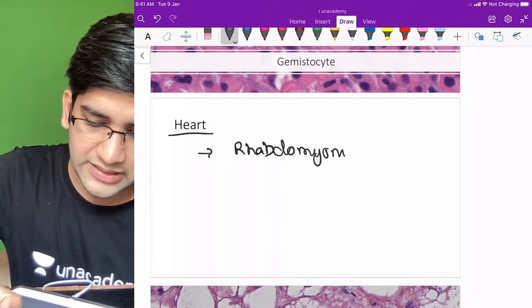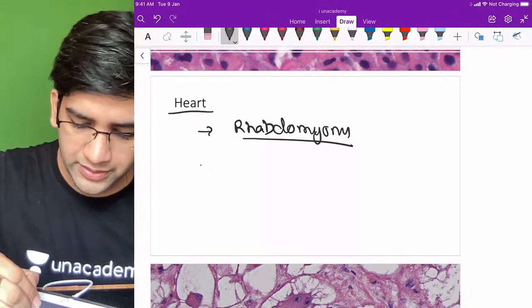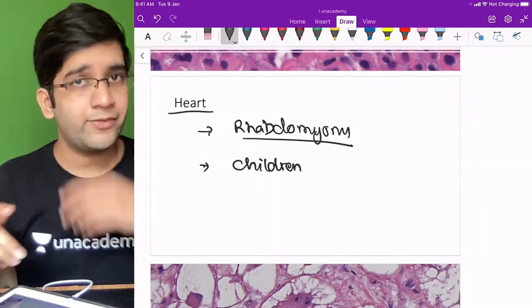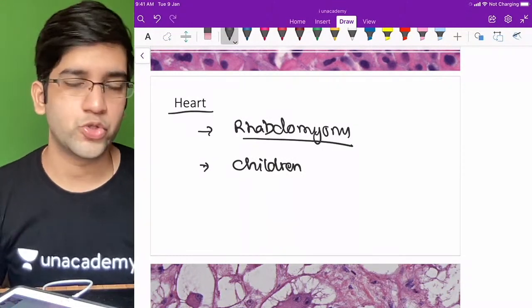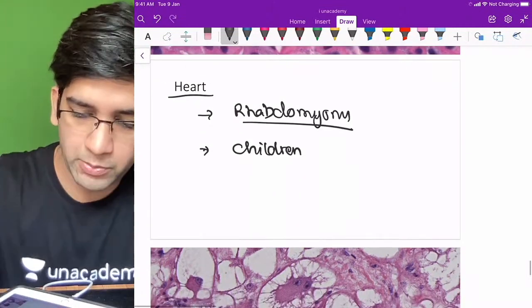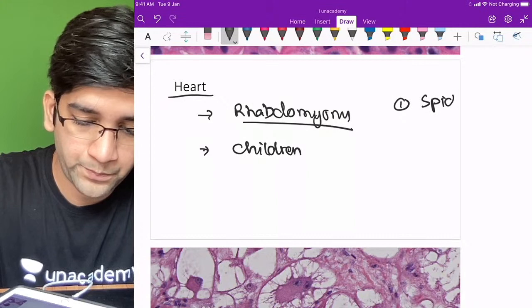So rhabdomyoma is a classical finding seen in tuberous sclerosis. Again, when I see a cardiac rhabdomyoma, it's more commonly seen in children. You have to suspect tuberous sclerosis and evaluate for the tuberous sclerosis 1 as well as the tuberous sclerosis 2 gene. We'll look at the pathogenesis and everything tomorrow, fine. So when I say cardiac rhabdomyoma, one cell which helps me diagnostically is the spider cell.